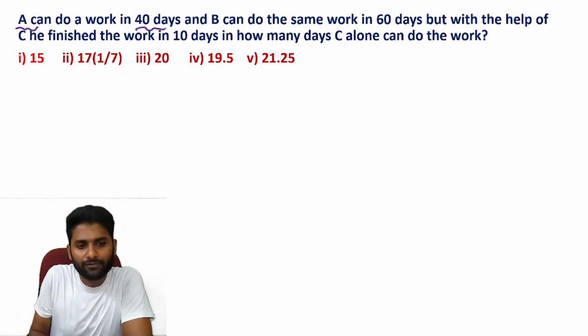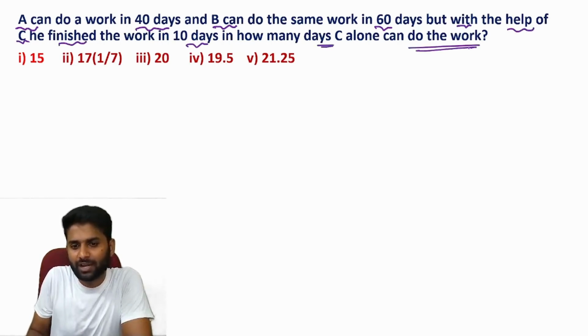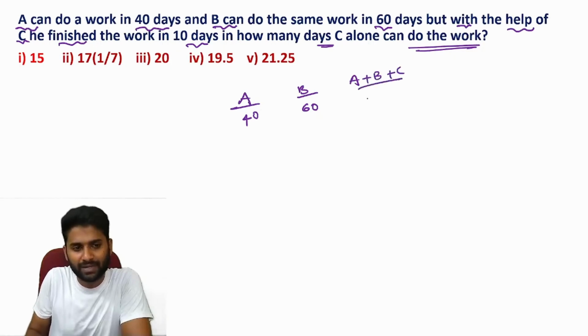A can do a work in 40 days. B can do the same work in 60 days. But with the help of C, they finish the work in 10 days. How many days can C alone do the work? A takes 40 days, B takes 60 days. With the help of C means A plus B plus C, it takes exactly 10 days.